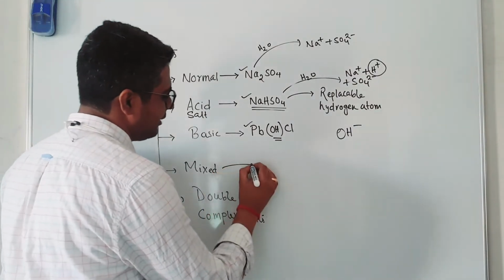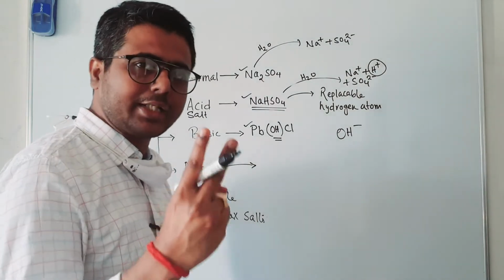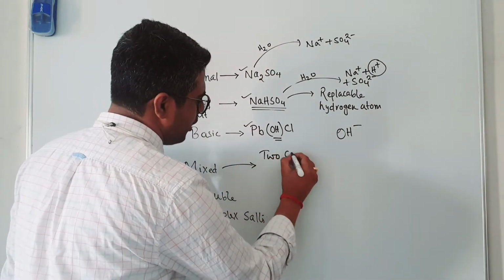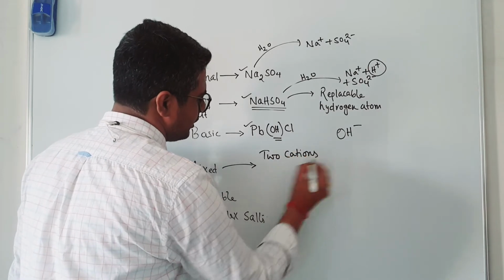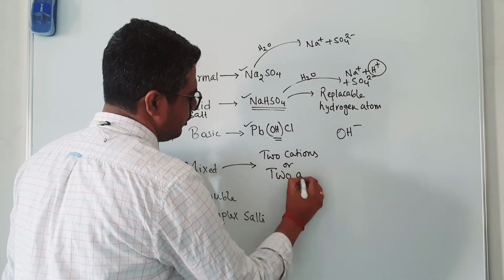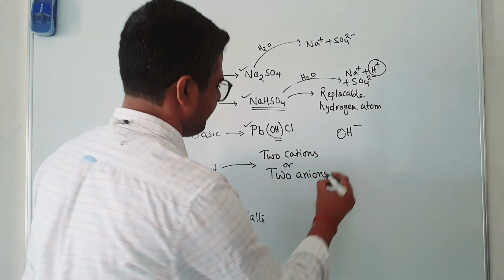Mixed salt is nothing. What is mixed salt? Mixed salt means it has either 2 cations or 2 anions. Either 2 cations or 2 anions. So let us think about what it is.